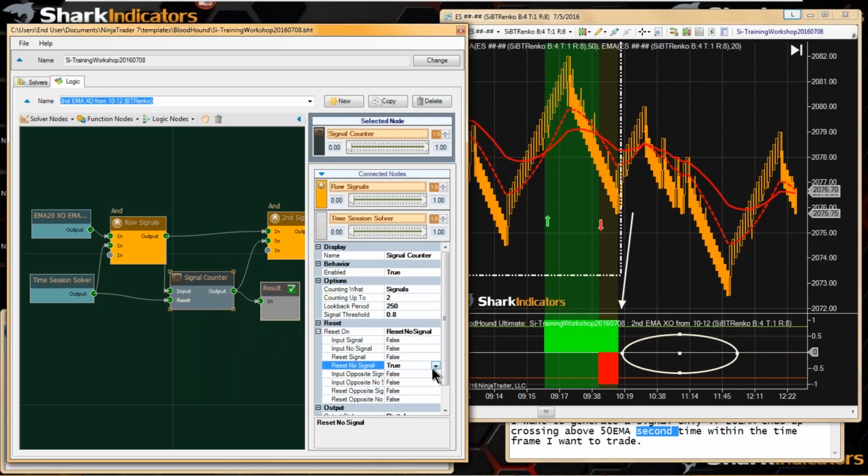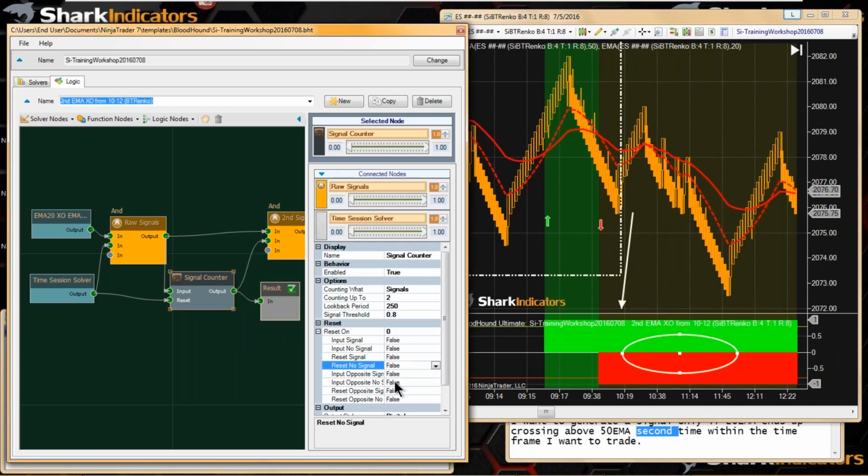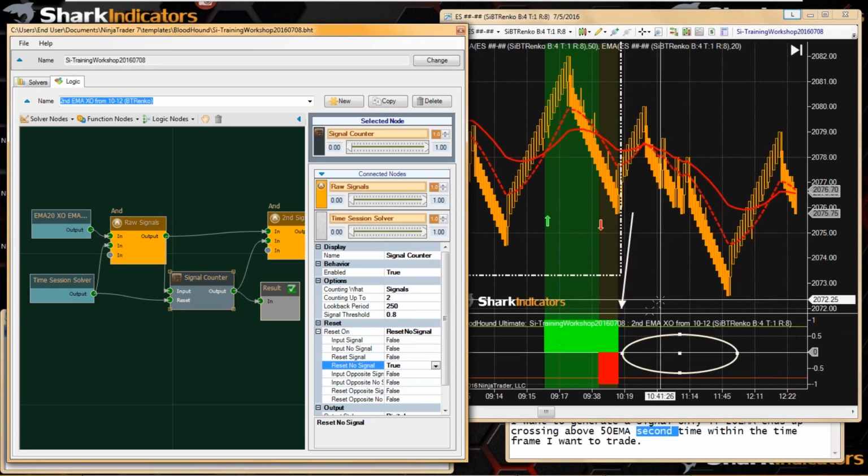There we go. So let's see, if I turn this back to false, right, the signal counter just stays on. The signal counter is going to stay on for 250 bars here. But if I use the reset, then our signal counter turns off. So, yep, there we go.